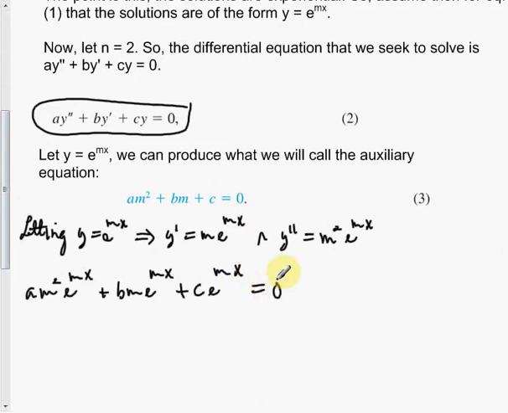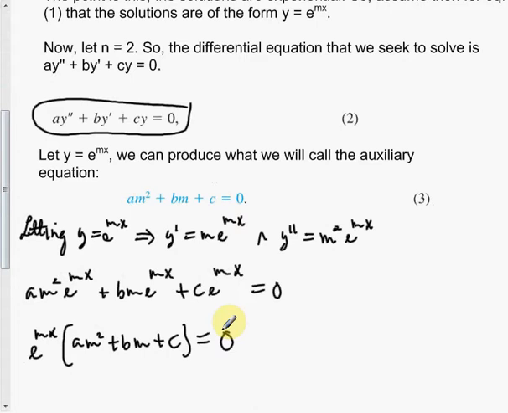I'm going to factor out the common term. The common term is e to the mx. Pull that out to the side. So I have e to the mx times brackets a times m squared plus bm plus c equal to 0.